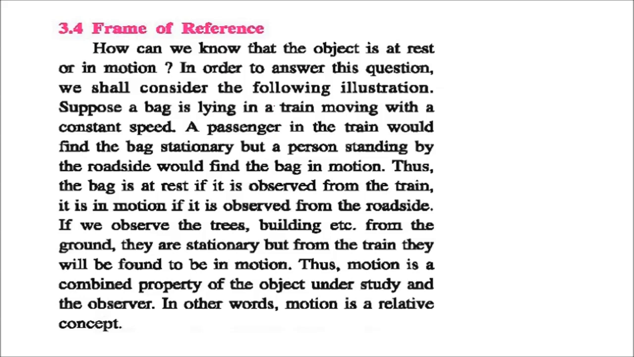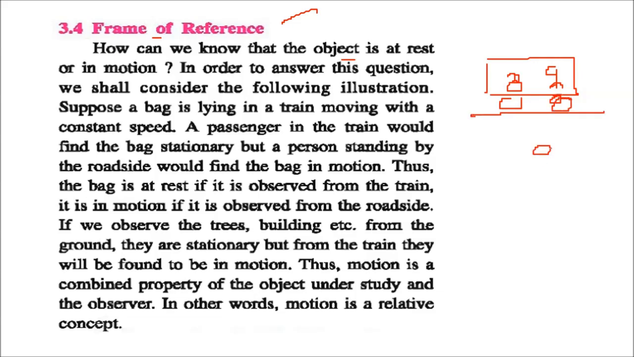Frame of reference. Frame of reference is very important, and you are free to choose any frame of reference. Before we start discussing frame of reference, the question is, how do you know that an object is at rest or in motion? Here is an example. We have a train and we have a bag here, say. Here's a bag. Now, you are here somewhere. The train is moving with some speed, and there is another person here. Say some trees are here.